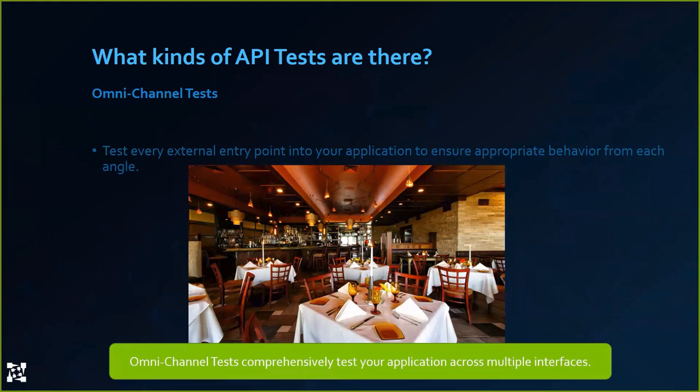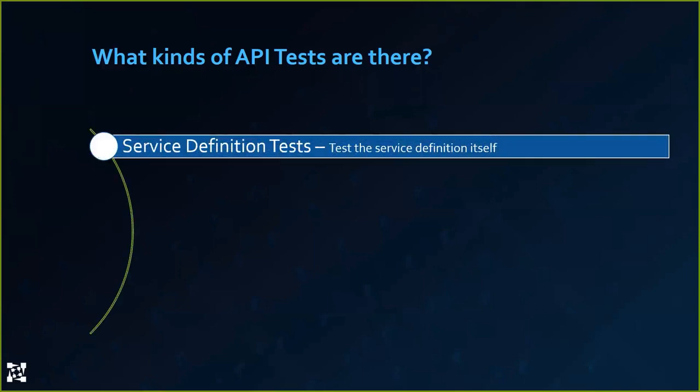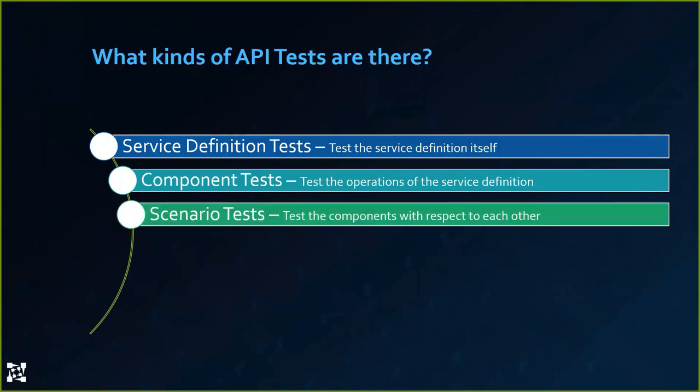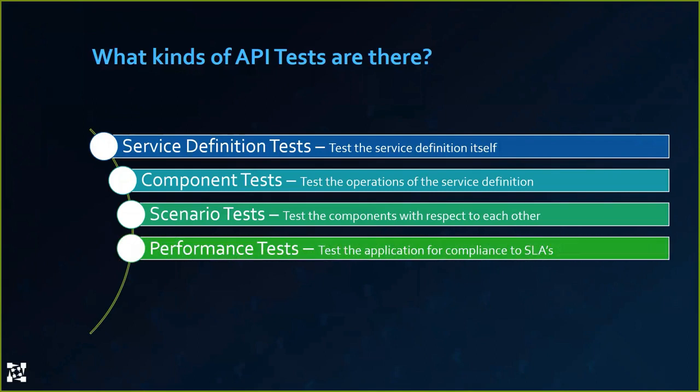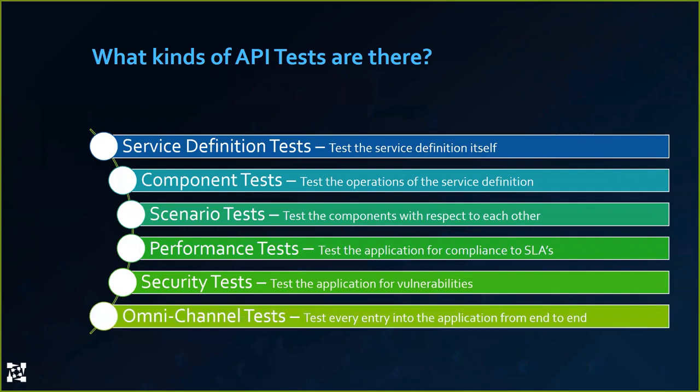All right, so bringing everything together, what kind of API tests are there? We have our service definition tests, which are tests against our service definition itself. We have our component tests, which will allow us to test the individual operations that are present in our service definition. Our scenario tests, which put our component tests together with respect to each other. Our performance tests, which will leverage our component and scenario tests for compliance to our SLAs. We have our security tests, which again will leverage our scenario and component tests to test our application for security vulnerabilities. And our omnichannel tests that will test every entry in our application from end to end.